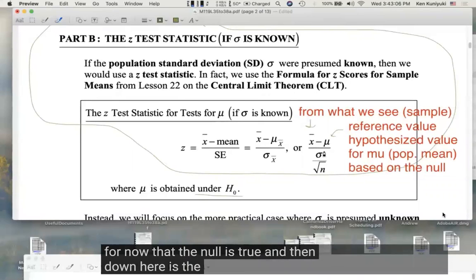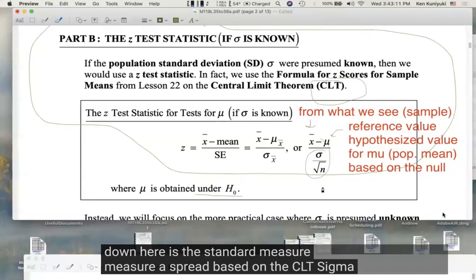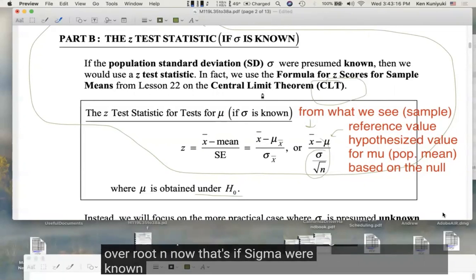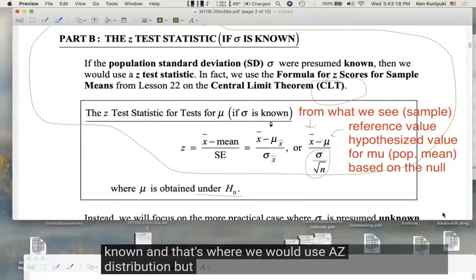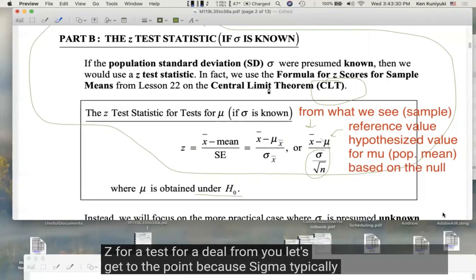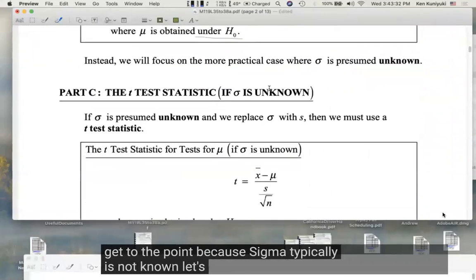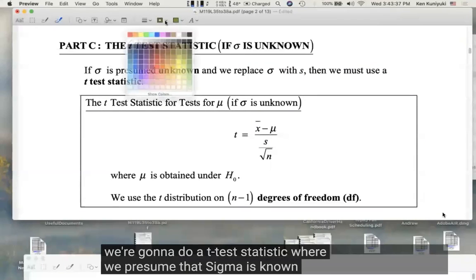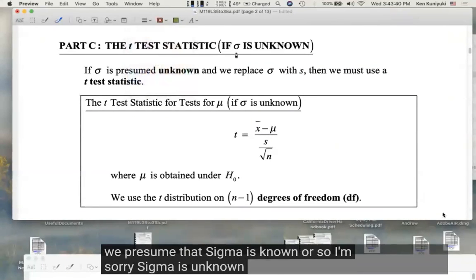And then down here is the standard measure of spread based on the CLT, sigma over root n. Now that's if sigma were known, and that's where we would use a z distribution. But unlike with confidence intervals, for a test for mu, let's get to the point, because sigma typically is not known. Let's get straight to it. We're going to do a T-test statistic where we presume that sigma is unknown.